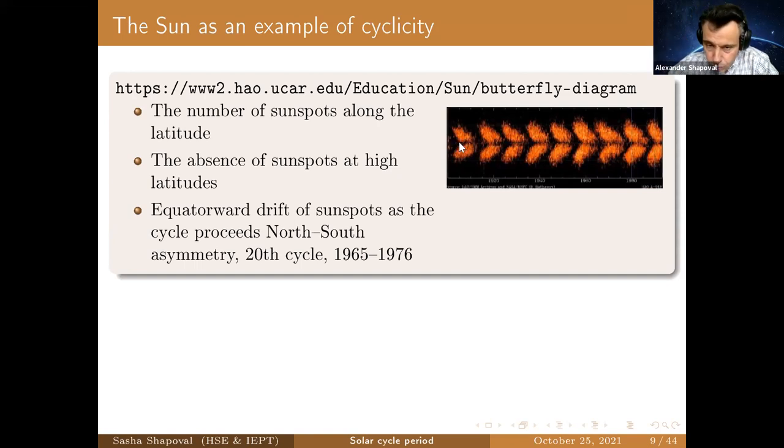Let me recall that from the left to the right, the time goes on. And you see the equatorward shift from left to right. You also see, at first sight, that the picture is symmetrical with respect to the solar equator, but sometimes, for example, here where my mouse is, you see a clear asymmetry. So we could expect the symmetry with respect to the equator.